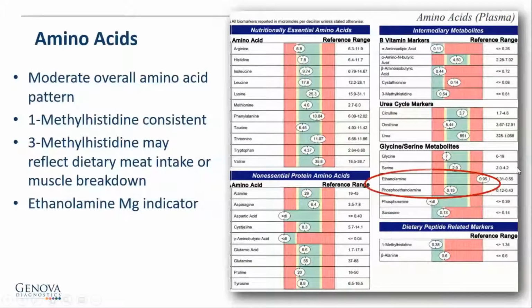And I couldn't resist because it really stood out, this ethanolamine to phosphoethanolamine, this big difference. This is from a pathway of serine converting to ethanolamine, to phosphoethanolamine, to choline and acetylcholine. And I pointed it out because this is a very magnesium-dependent step. So when I see a high ethanolamine and a much lower phosphoethanolamine, functionally that speaks to a need for magnesium.